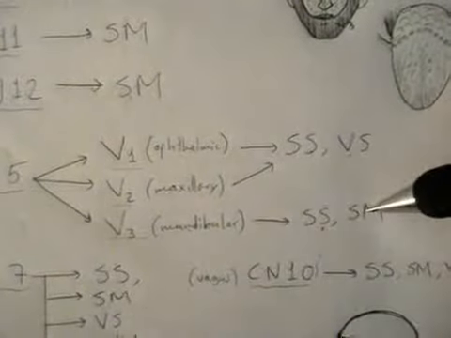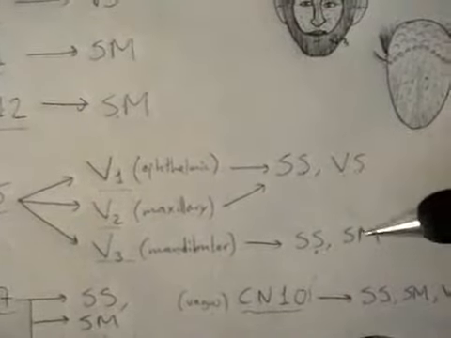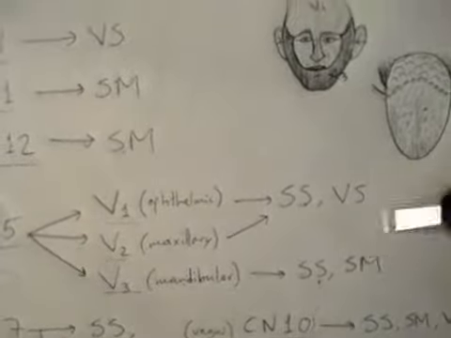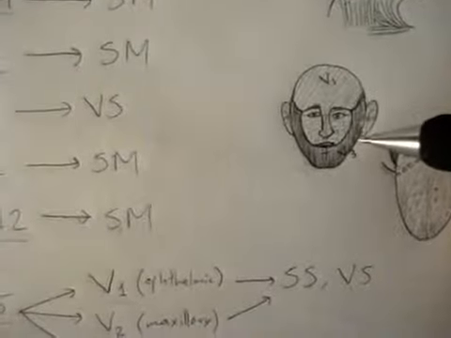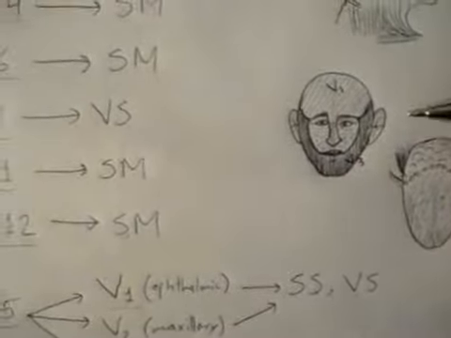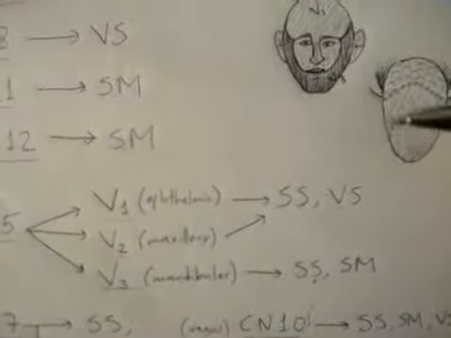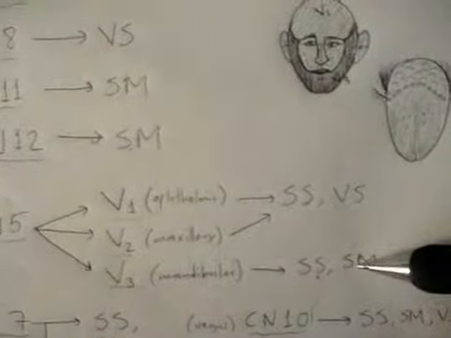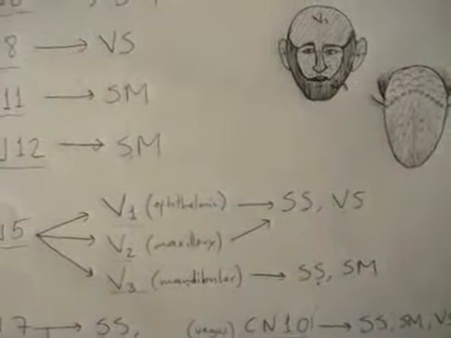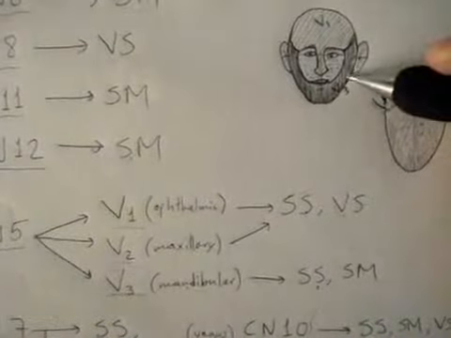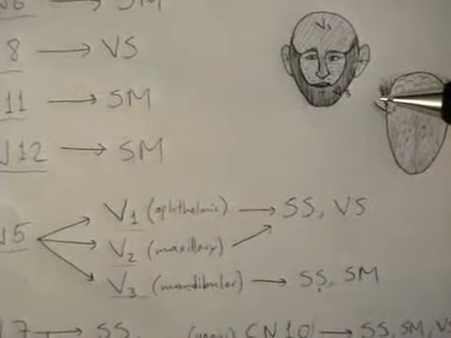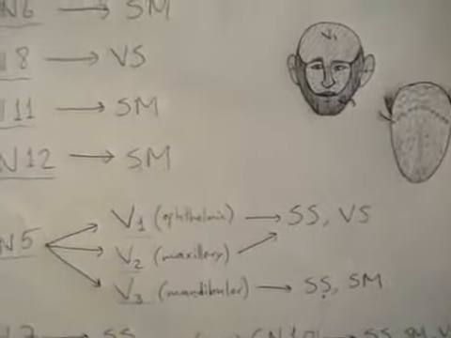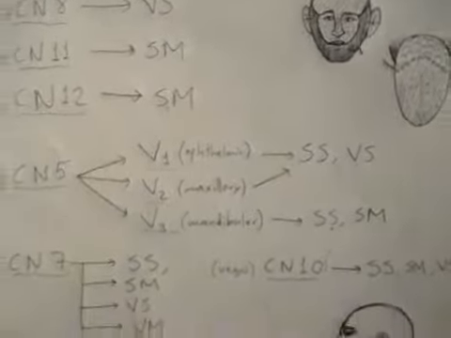And a somatic motor component, not visceral sensory, but somatic motor component, for muscles involved in mastication, that is, in chewing. Okay, there's two sets of muscles in the face, those for facial expression and those for mastication. And V3, somatic motor component, is for the muscles of mastication. Those include masseter, temporalis, and pterygoid muscles.